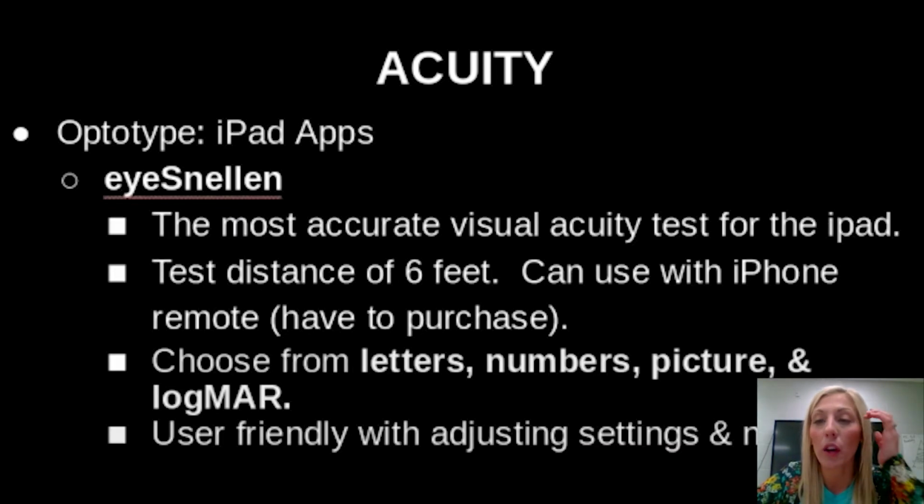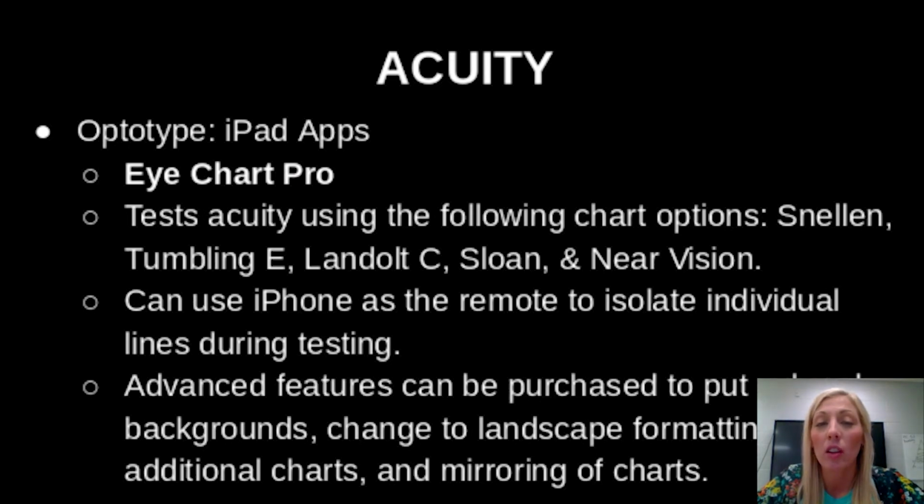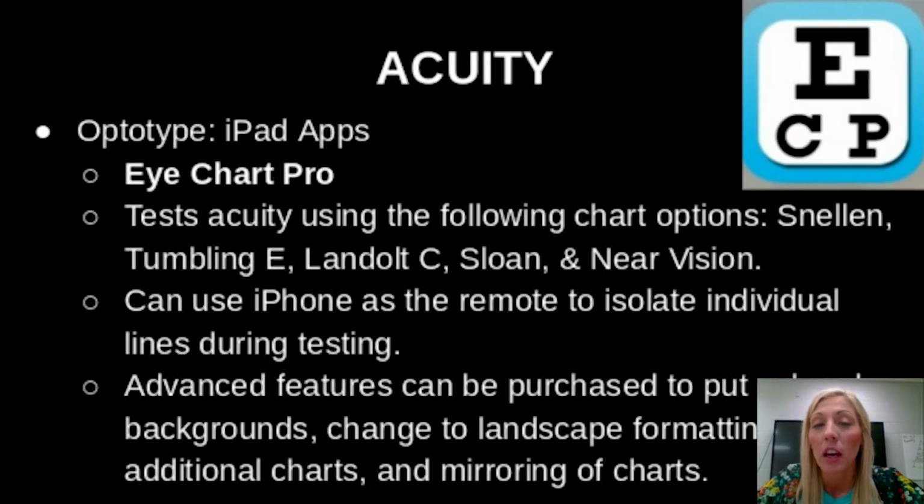This is more for finding acuity. Some people really like using technology. So these are just a few apps that we like for getting a distance and near acuity with our students. This is the most accurate visual acuity test that we've used on the iPad. It's called iSnellen. Another one that we use is called iChart Pro. And they do have different types of charts. Again, like the Snellen chart, the tumbling E chart is on this one, the Sloan letters, the near vision.